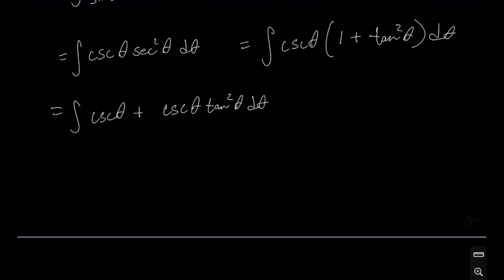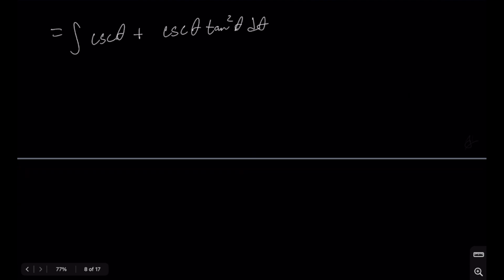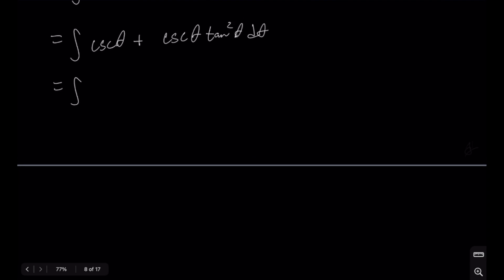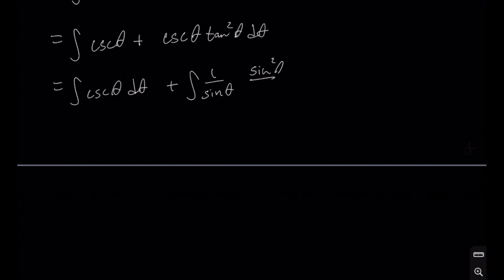So this can be split into two integrals, right? Because they're both added. So I'll have the integral of cosecant theta d theta, and then I'll add another integral. I'm going to write it in terms of sine and cosine, because it'll be easier with tangents. So tangent squared is sine squared theta over cosine squared theta, and you'll see that one of the sines cancels out, d theta.